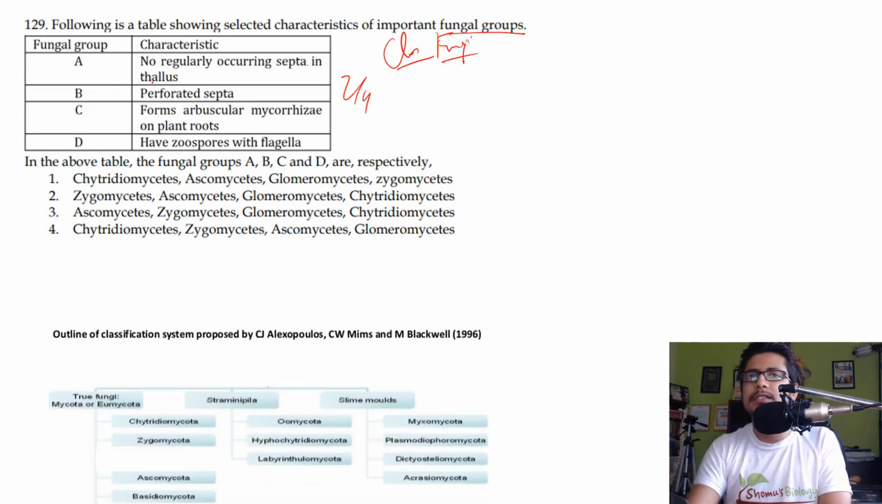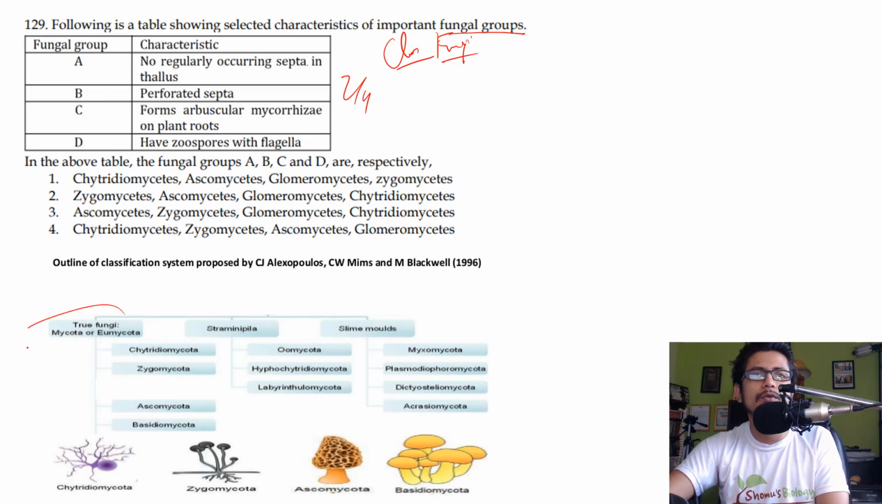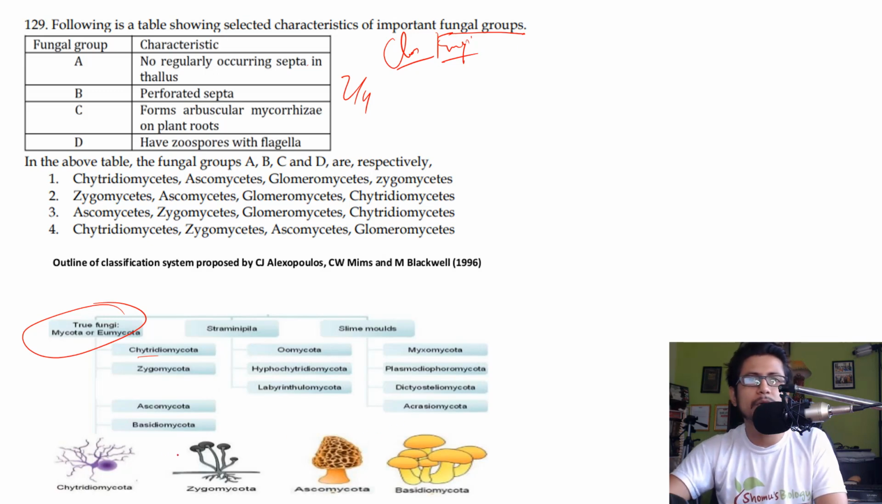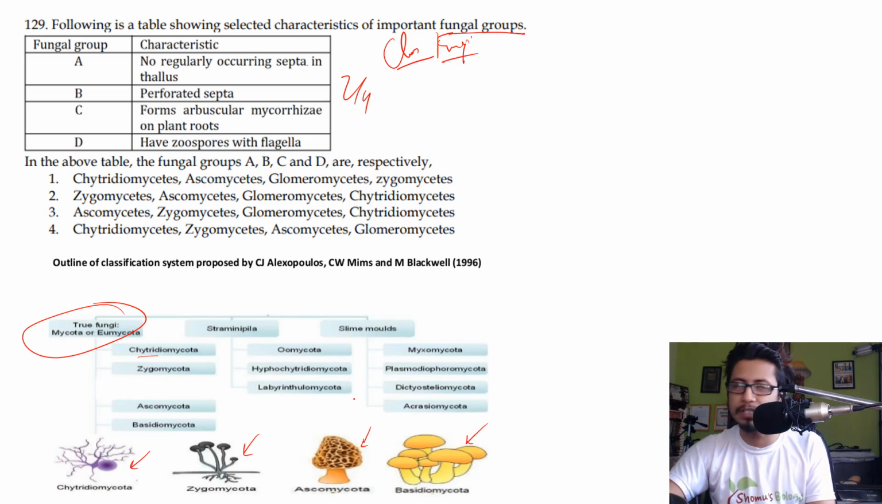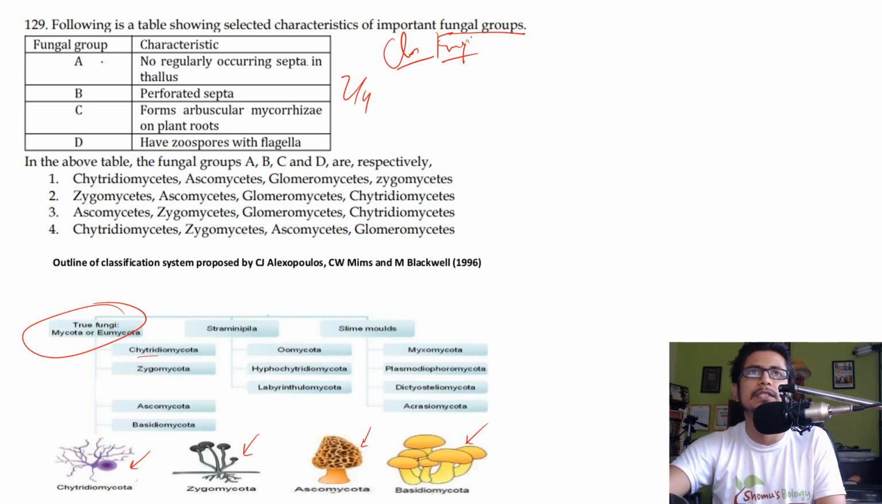So I'll show you this whole difference. If I told you that true fungi go like Basidiomycota, Ascomycota, Zygomycota, Chytridiomycota, and the others, Oomycota, slime molds are also present in other cases. So think about all these four: Chytridiomycota, Zygomycota, Ascomycota, and Basidiomycota. These are the four true fungi. So we're talking about them most of the time.